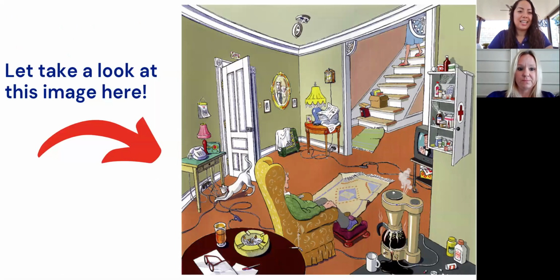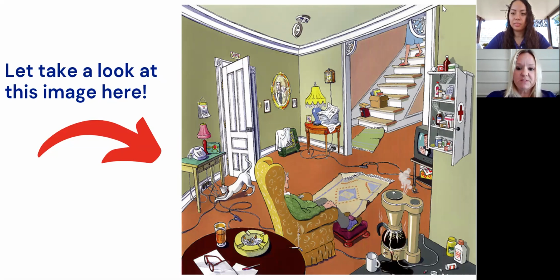Okay. So what we want to do here is show you some common things around a home that could be a risk for falls. So let's take a moment. We're going to look at the image here. In this image, it shows a typical living room and hallway with stairs. And there are many items in this room that could be a cause for a fall.